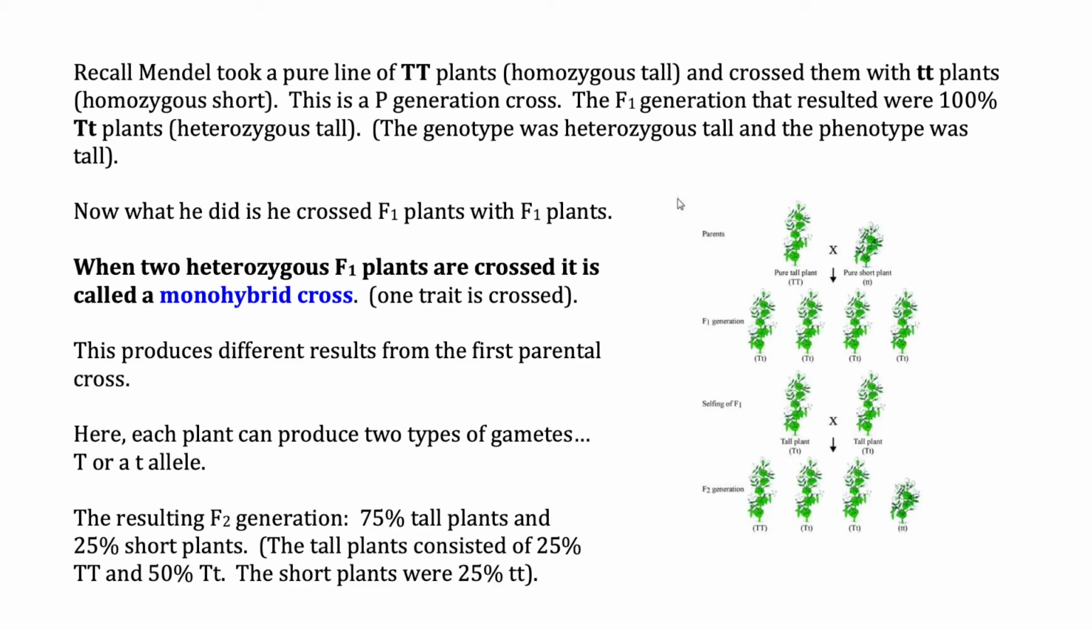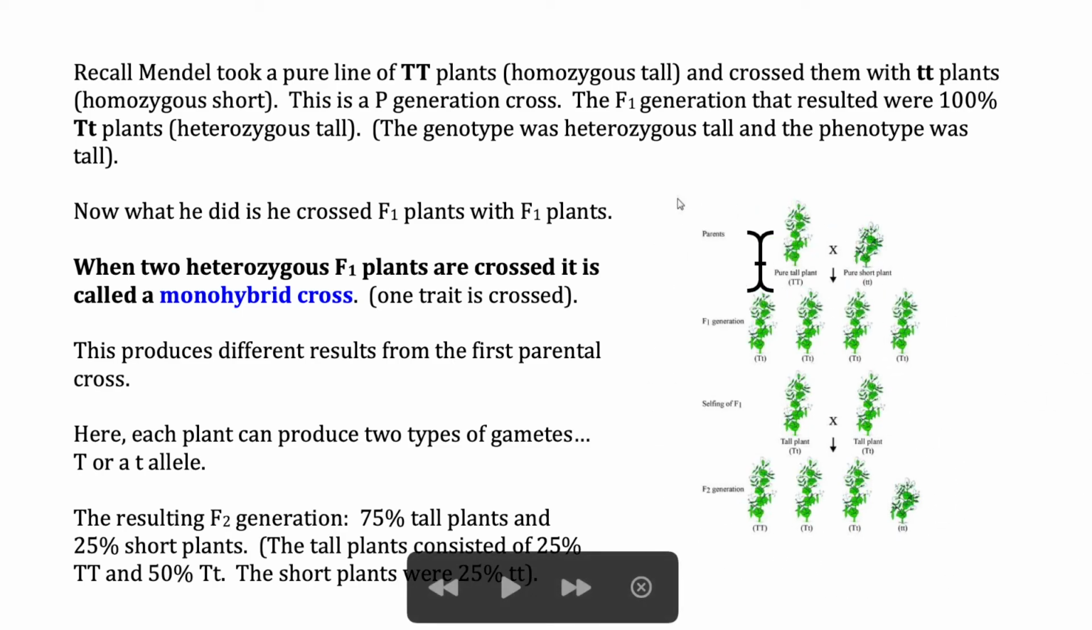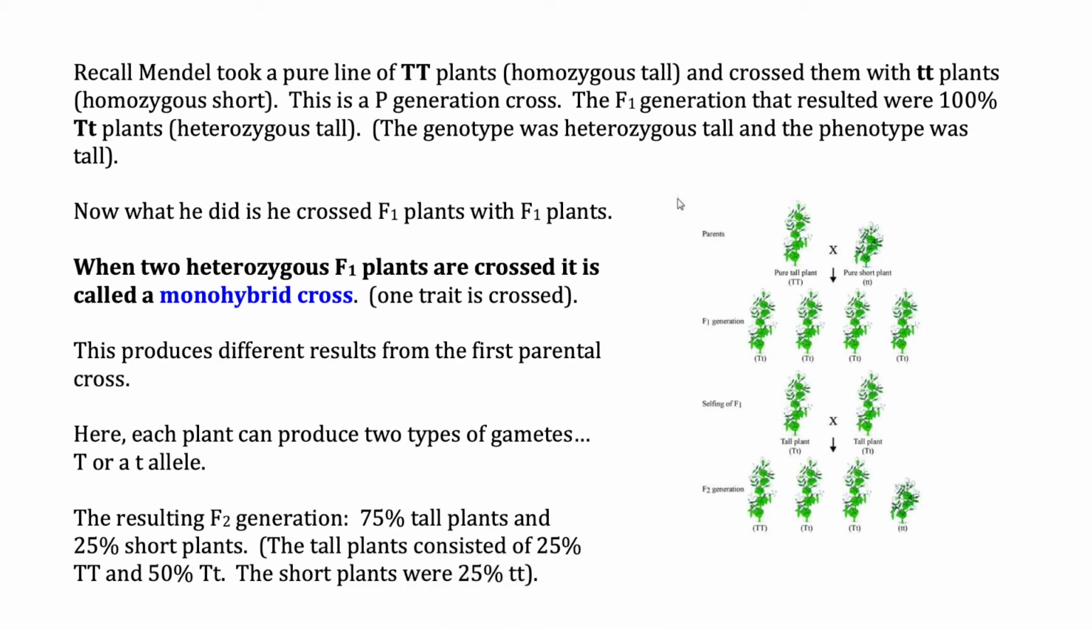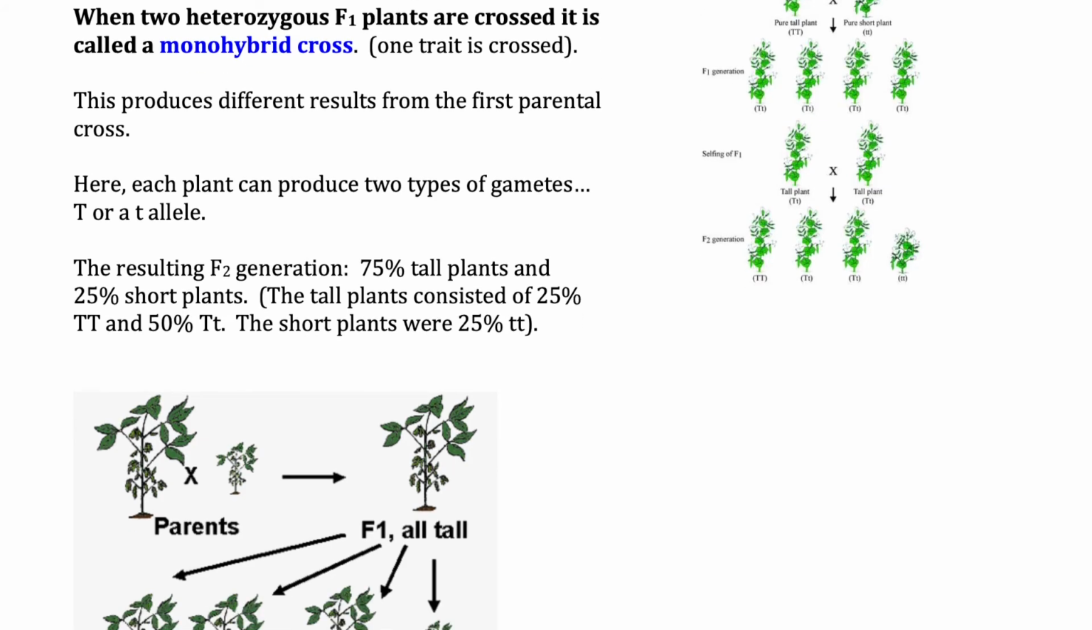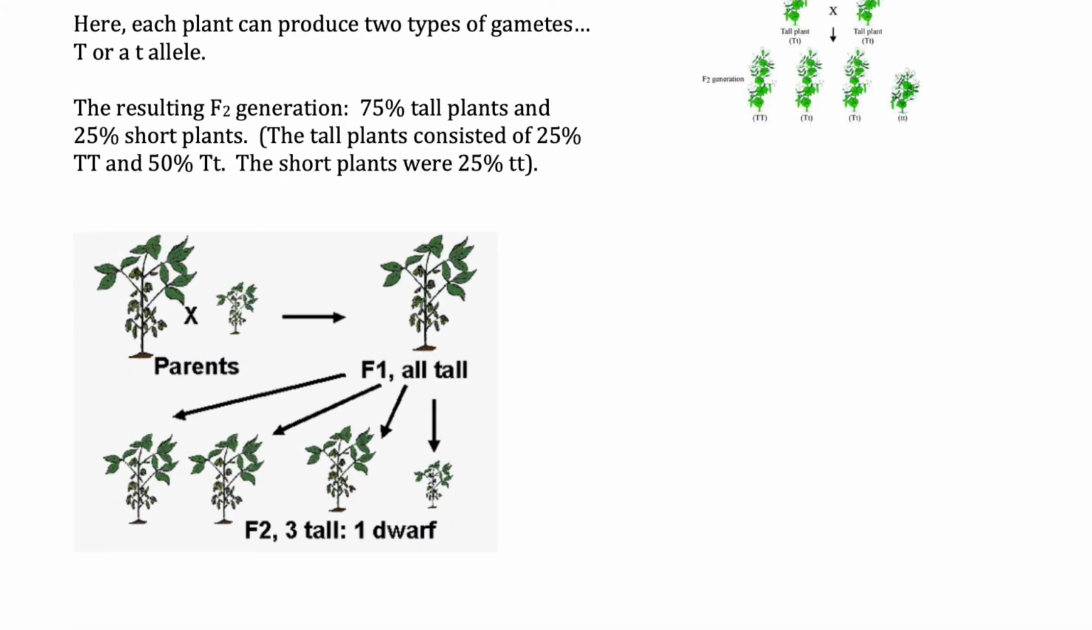When two heterozygous F1 plants are crossed, it is called a monohybrid cross. One trait is crossed. This produces different results from the first parental cross. Here, each plant can produce two types of gametes, a capital T or a lowercase t allele. The resulting F2 generation is 75% tall plants and 25% short plants. The tall plants consisted of 25% capital T, capital T and 50% heterozygous capital T, lowercase t. The short plants were 25% lowercase t, lowercase t.